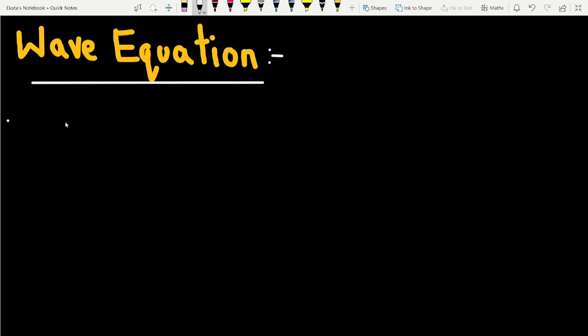Maybe in the next video we will understand what this equation tells us. In this video we are more focused on the derivation of our wave equation. So let's start our derivation of the wave equation.